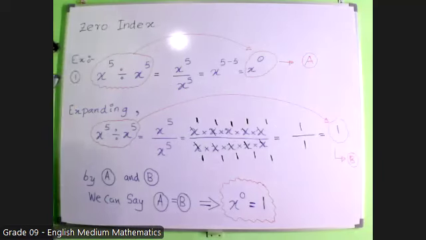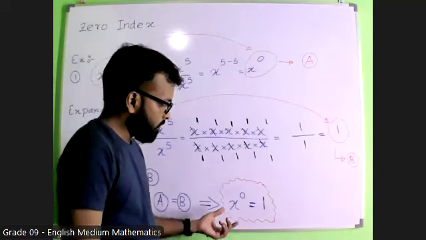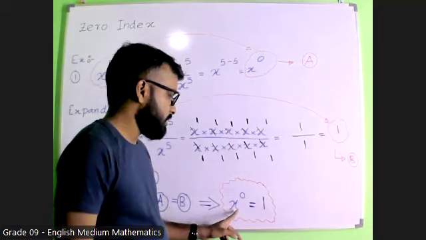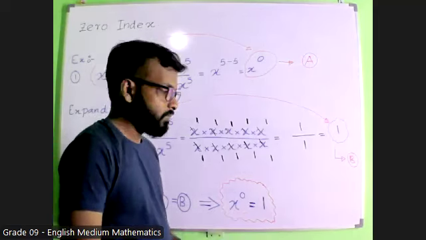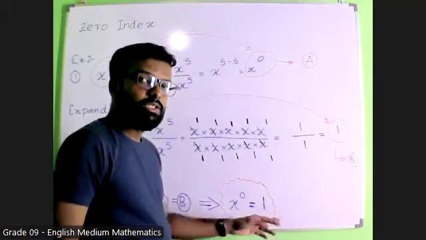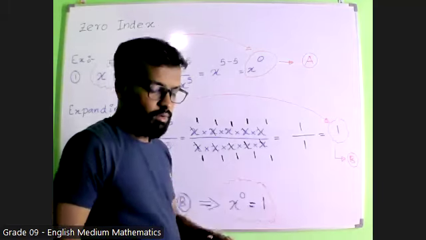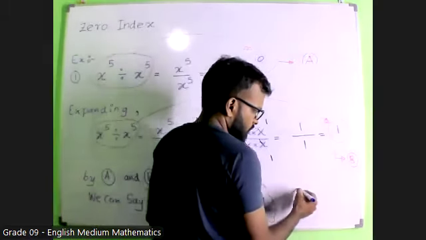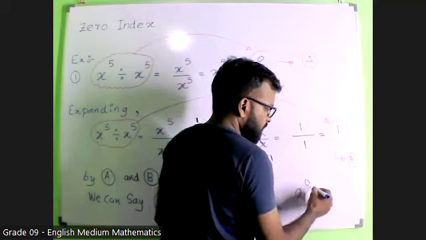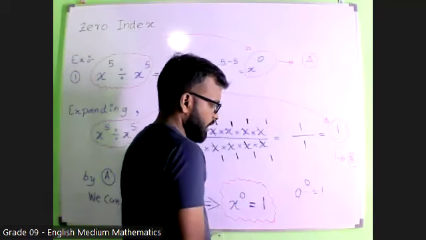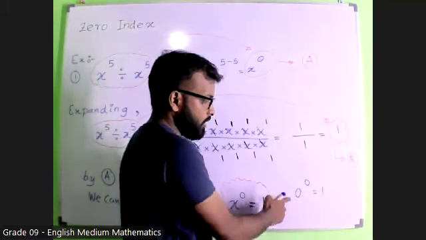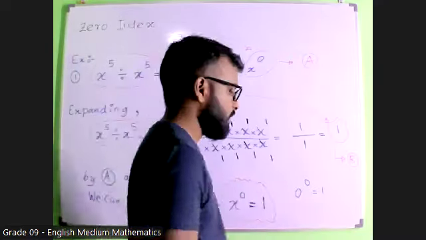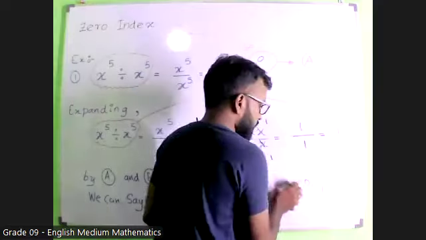What you need to remember is, this x cannot be 0. So you cannot say 0 to the power 0 equals 1. You can never say that. This is totally wrong. You cannot define this.